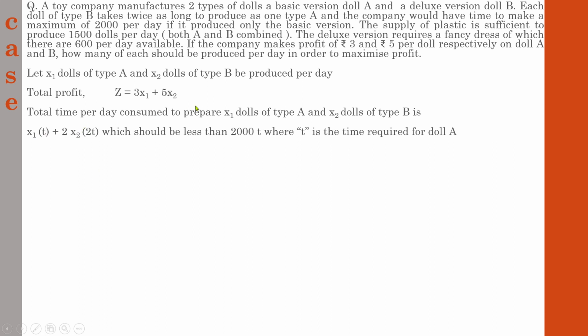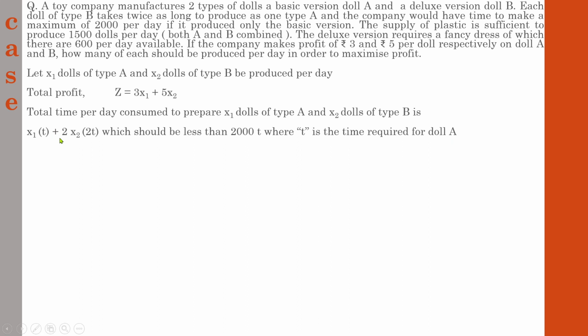It is mentioned that producing doll B requires twice the time of doll A. So we can assume that t is the time taken by doll A, so doll B is 2 into t. Let us assume like that. So it is written as x1 t plus x2 into 2t, which should be less than 2000. We know that there is only 2000 time per day, they can only make 2000 dolls per day, where t is the time required for doll A. We have already assumed that t is the time required for doll A.